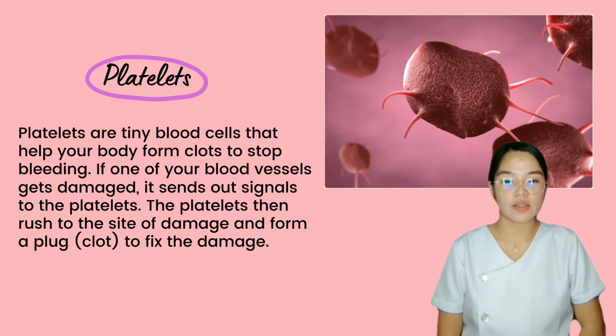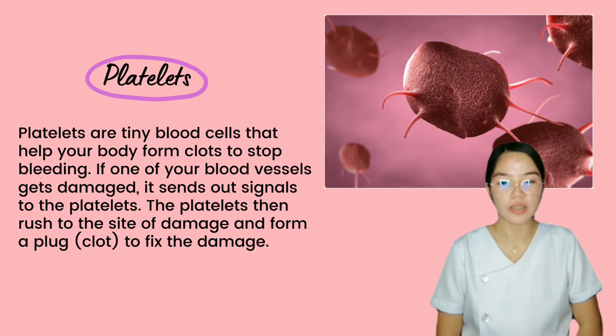Platelets, also known as thrombocytes, are blood cells responsible for blood clotting. Platelets are tiny blood cells that help your body form clots to stop bleeding. If one of your blood vessels gets damaged, it sends out signals to the platelets. The platelets then rush to the site of damage and form a plug to fix the damage.